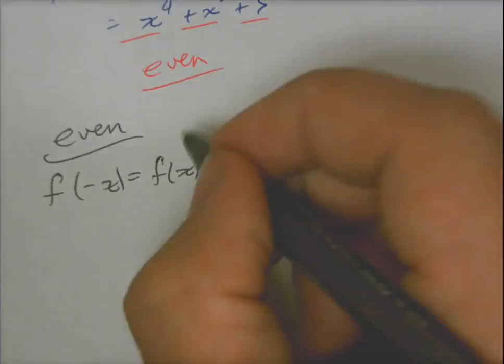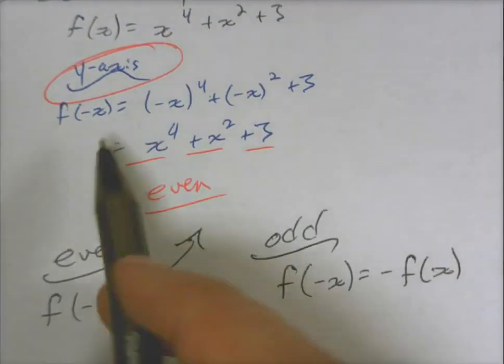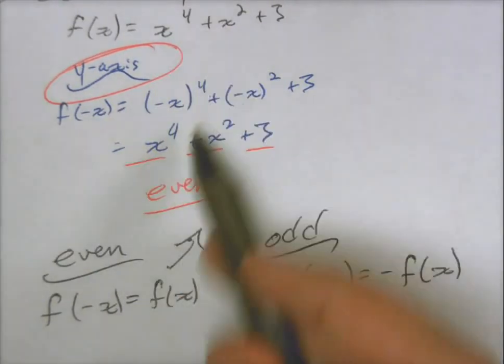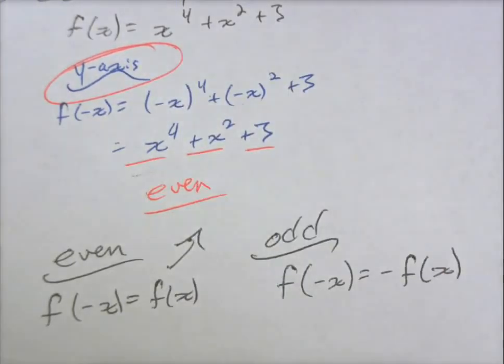Okay, so we saw that in even. That's what we did, right? We plugged in a negative x, right? Negative x, negative x, negative x, came out as the same signs. All of the signs are the same as the original function, therefore it is an even function.